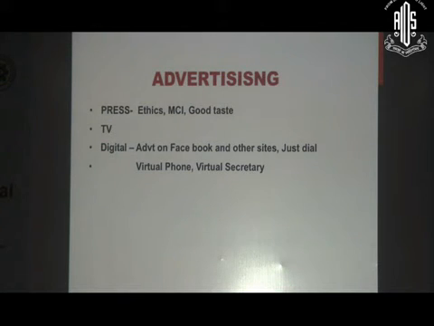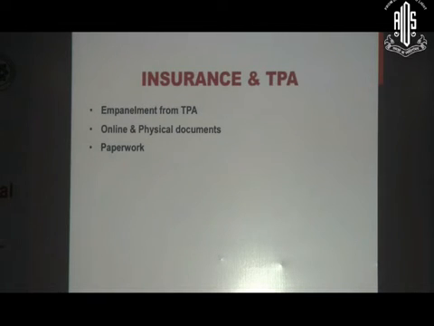You can have a virtual phone where your call will be received by a professional caller and referred to your centers, and you can have all the records. You can have all the audio records also, and you can analyze what's happening in your hospital, how your reception is receiving the calls. Then insurance and TPA, this is another area where you can increase your practice. So get empanelment from the TPA. It's a bit tricky, but you have to get it and see how they work. And you can get a good number of patients.